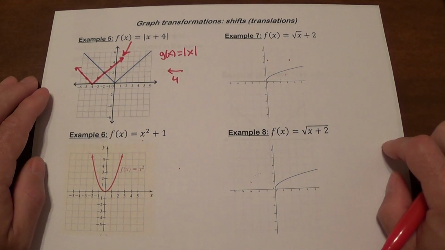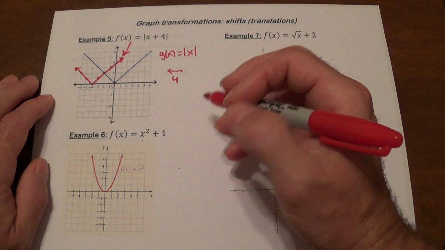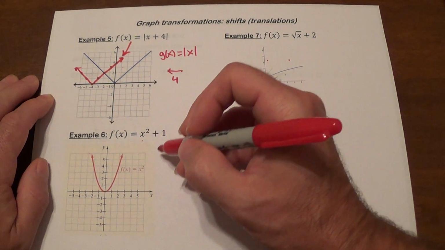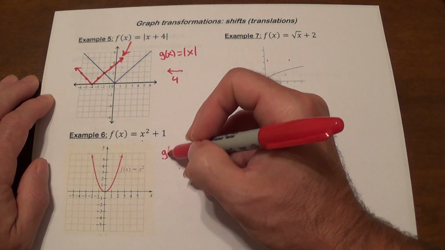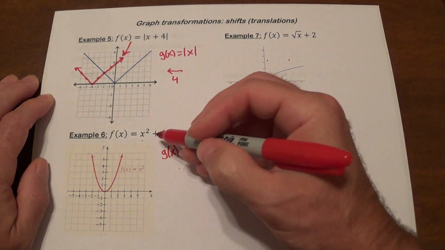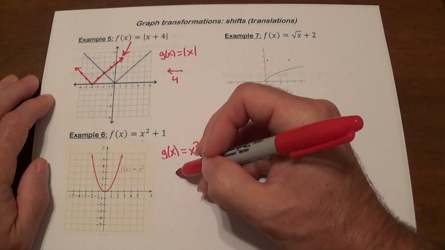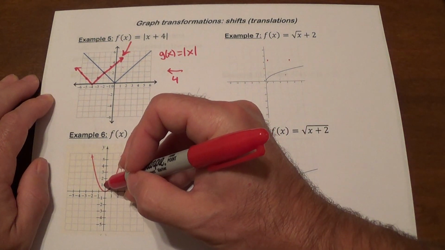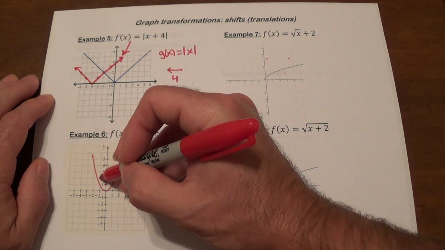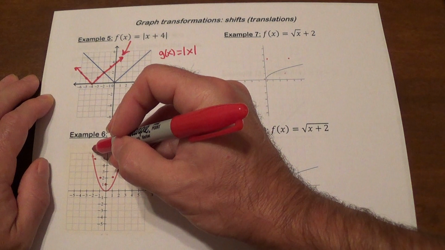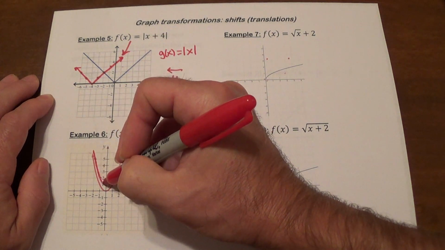Example 6, we have a quadratic function, so it's f of x equals x squared plus 1. We're adding 1 to the x squared. The parent function here is going to be x squared, and this is going to shift the graph 1 unit up. So we'll take points, move them 1 unit up, and then connect that.